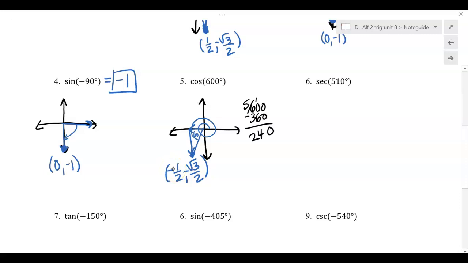And so then I look back at the problem. It asks for the cosine at 600 degrees. Now that I've found my position where 600 degrees lands, I need to remember that the cosine on the unit circle can be equivalent to the x coordinate. So in this case, the cosine of 600 is negative 1/2.